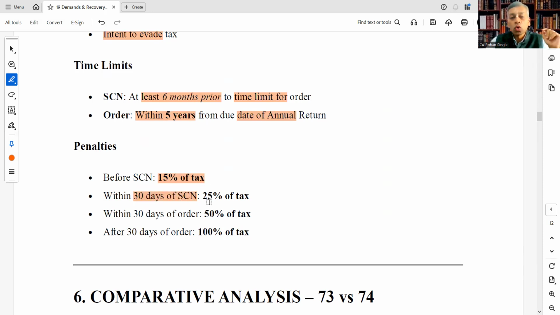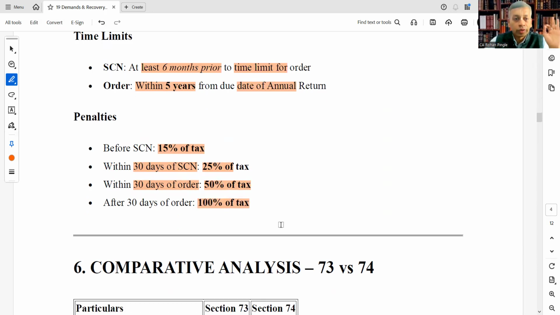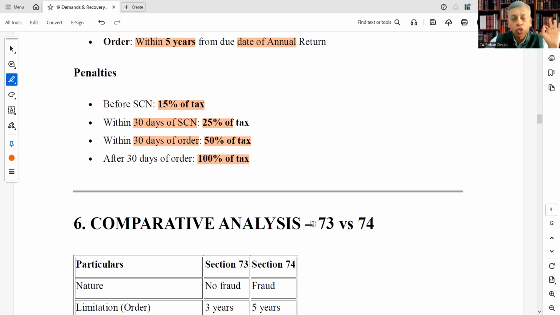Within 30 days of show cause notice, 25% of the tax penalty will be levied. And within 30 days of the order, 50% of the tax will be levied. And after 30 days of order, 100% of the tax is what penalty will be levied. So that is the penalty provisions.